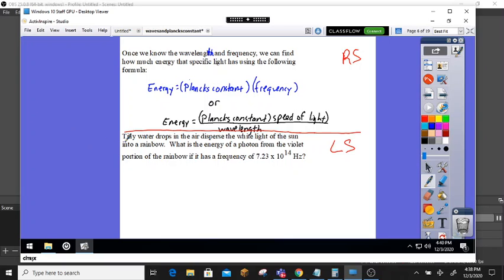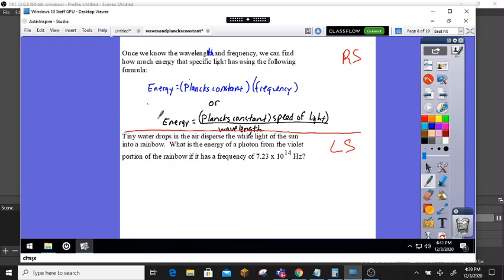Okay, so in this example here on the bottom, tiny water drops in the air disperse the white light of the sun into a rainbow. What is the energy of a photon? Again, a photon is just a little light particle from the violet portion of the rainbow if it has a frequency of 7.23 times 10 to the 14 hertz. Now, I know this stuff seems really complicated, Planck's constant, frequency, speed of light. As long as you plug in the stuff in the correct area, you will be fine.